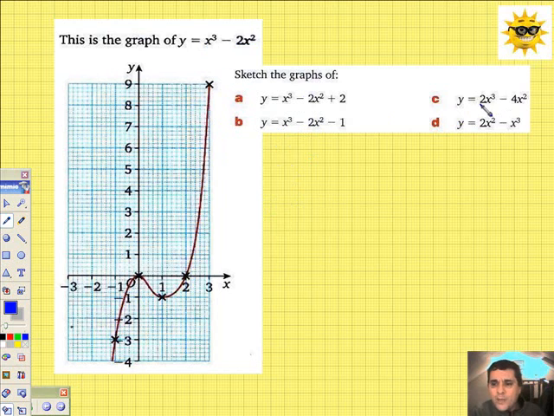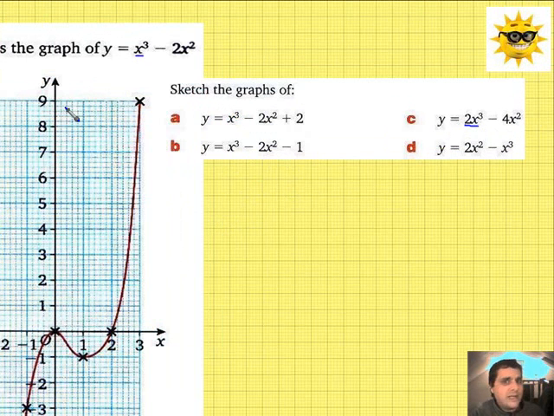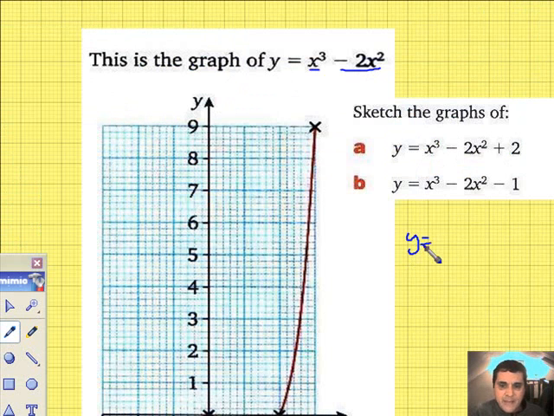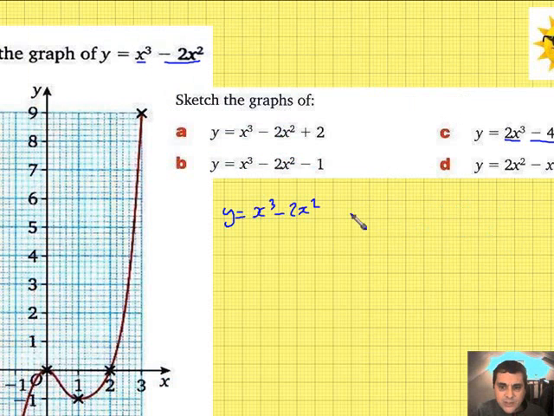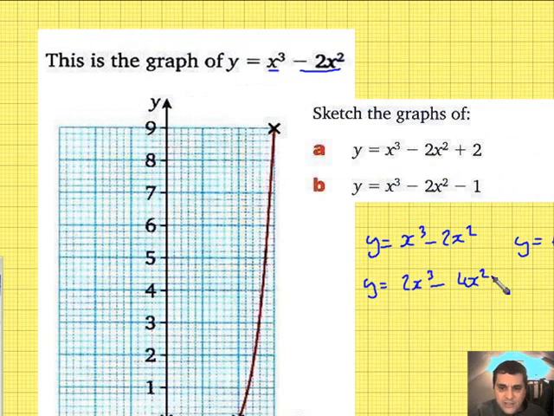Next one, y equals 2x cubed. I've got 1x cubed there, and minus 4x squared. I've got minus 2x squared. So let's just write down the original, see how they compare. So y equals x cubed minus 2x squared. So that's my original y equals function of x. This one, I've got y equals 2x cubed minus 4x squared. Have them side by side, you can compare them. If I factorize that, I therefore get 2 bracket x cubed minus 2x squared.